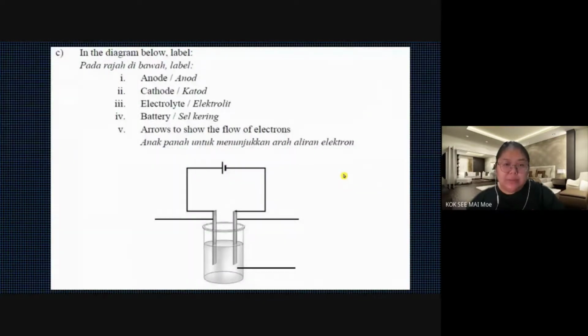Okay, we need to label. First one, you see the circuit. This one sure is a battery. The battery positive is the longer one. The positive joins with the anode. The shortest one is the negative. Negative joins with the cathode. And this one, the solution, we call it an electrolyte. Battery, and the last one is an electrolyte.